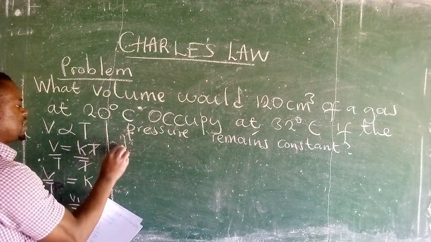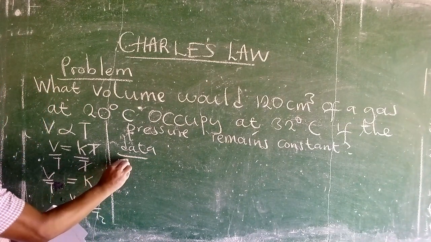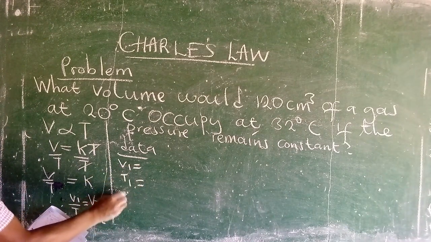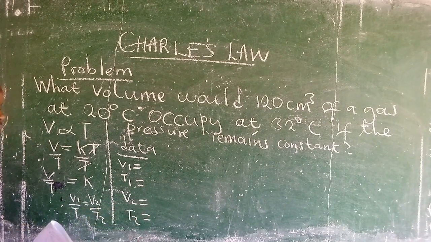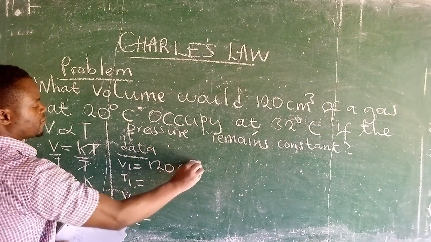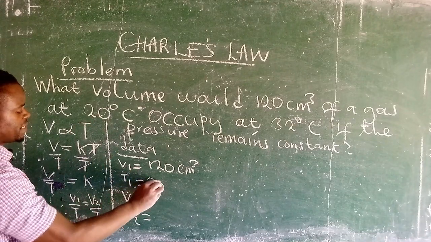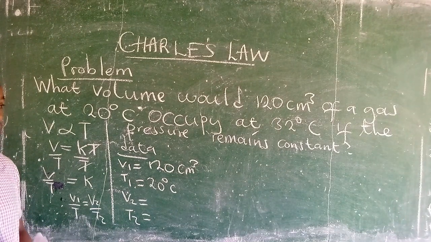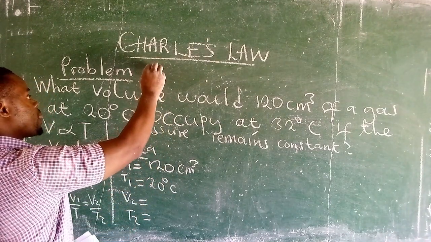Okay, so what we need to do is collect data where we have V1, temperature 1, then volume 2, as well as temperature 2. Volume 1 has been given as 120 cubic centimeters, and temperature 1 is given as 20 degrees Celsius. But what you need to know is that temperature has to be in kelvins. So you need to convert this into kelvins. So how do you do that?